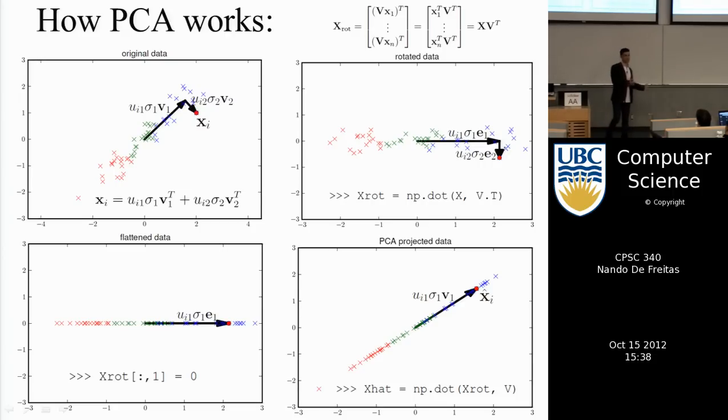So the trick is, let's do a transformation, let's do a reduction, a compression. But let's hope that in doing that compression, we haven't lost some of the important properties of the data. In this case, that points that are nearby in high dimensions should still be nearby in low dimensions.